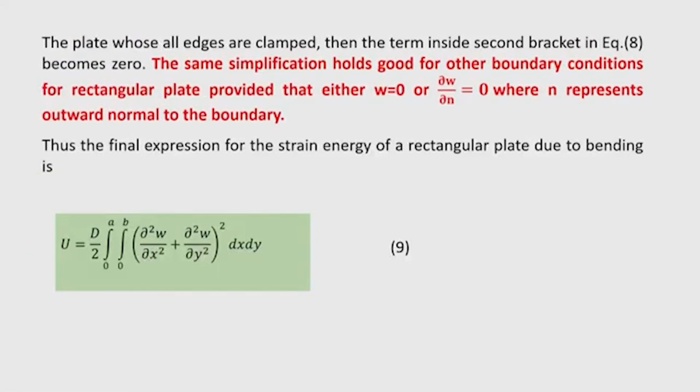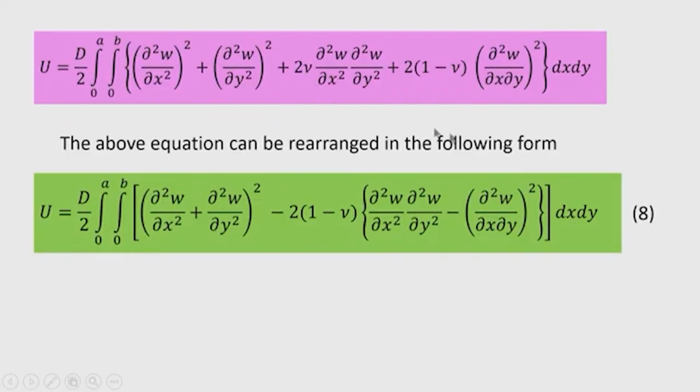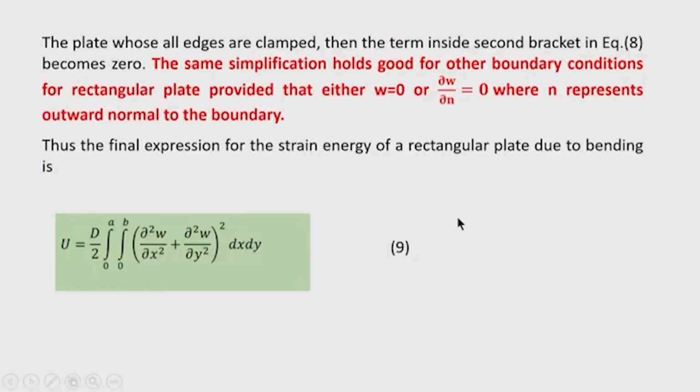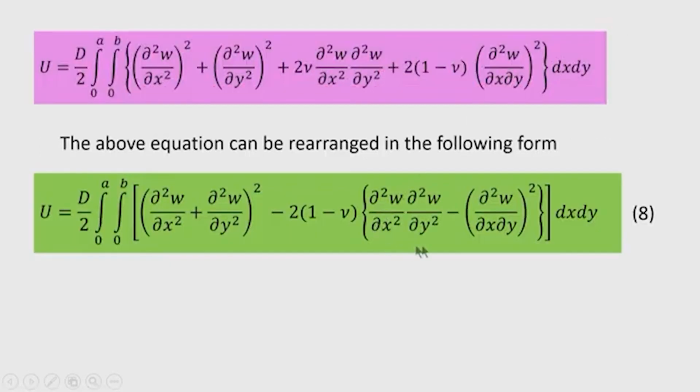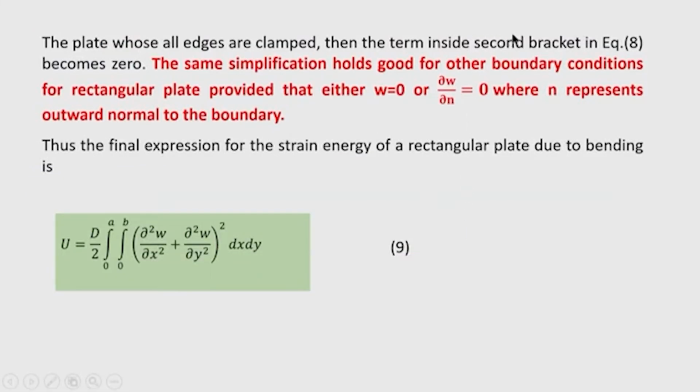So, after knowing the strain energy expression in general for the plate in Cartesian coordinate system, now we can see that some plates have edges which are clamped. There are many plates in which all edges are clamped. Okay. It is argued that for a plate whose all edges are clamped, the term inside the second bracket in equation 8, the second term, can be ignored or it vanishes.